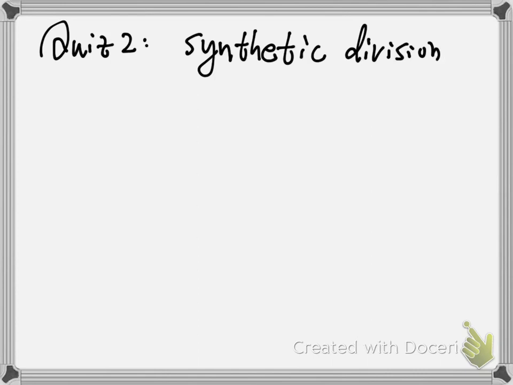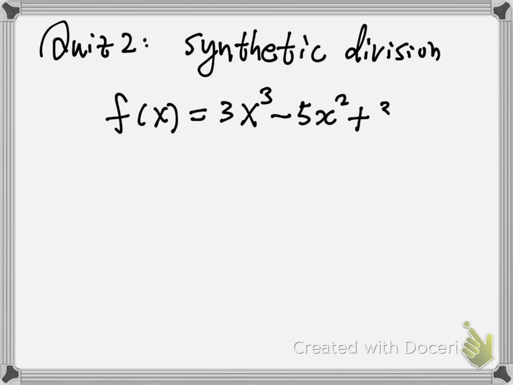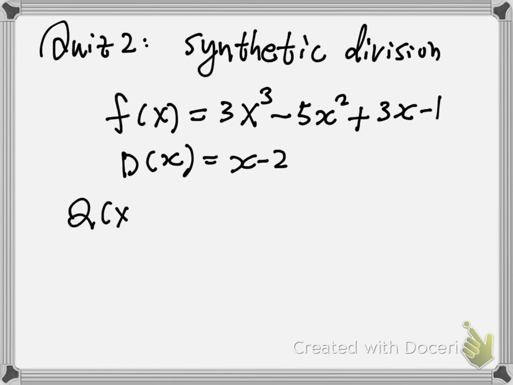Okay, so suppose we have a polynomial f. Our first example is f(x) = 3x cubed minus 5x squared plus 3x minus 1, and we have a divisor d(x), which is x minus 2. We want to find the quotient q(x) and the remainder r(x).